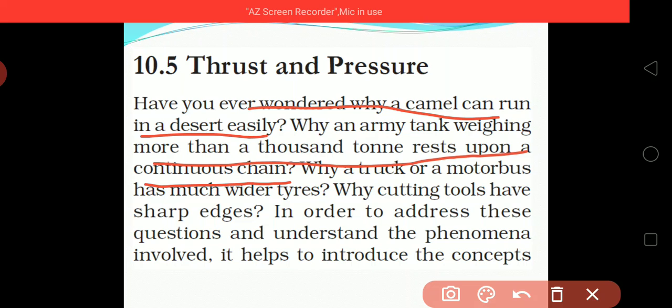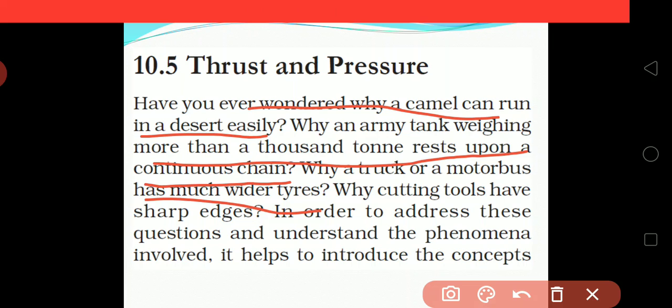Why does a truck or a motor bus have much wider tires? If we talk about the truck and motor bus, we can see that the tires are much bigger or larger compared to other vehicles. Why does a cutting tool have a sharp edge?